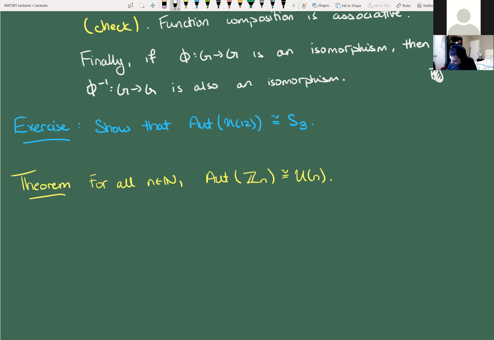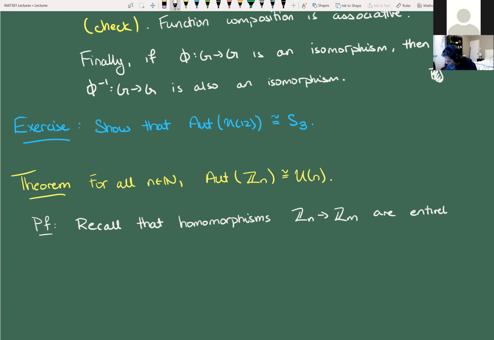A couple of critical things for this proof are going to be the following. Recall that last Tuesday, I told you that an automorphism of Zn, I didn't use the word automorphism at the time, I said isomorphism, is entirely determined by what it does to the number 1, right? In fact, any homomorphism of Zn, not even an isomorphism, is entirely determined by what it does to 1. So recall that homomorphisms are entirely determined by what they do to 1.